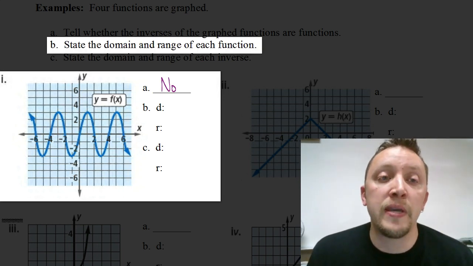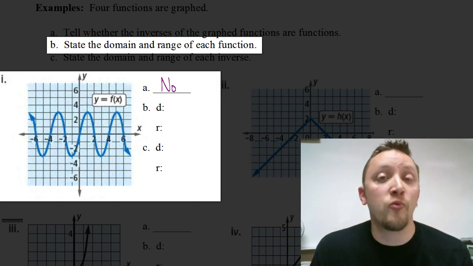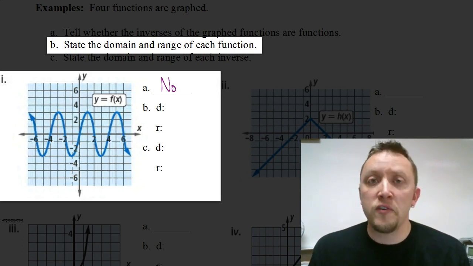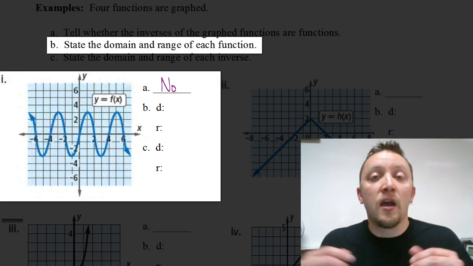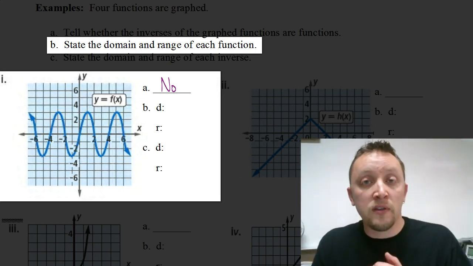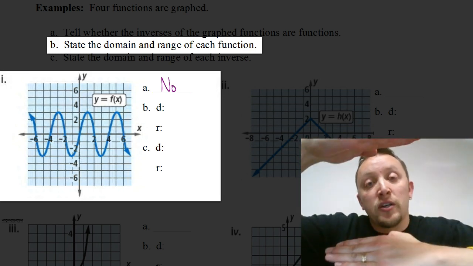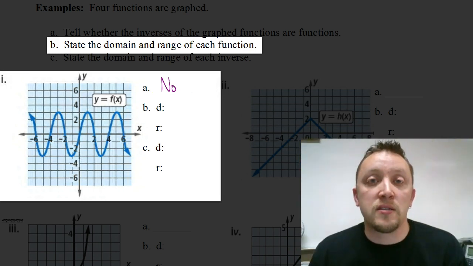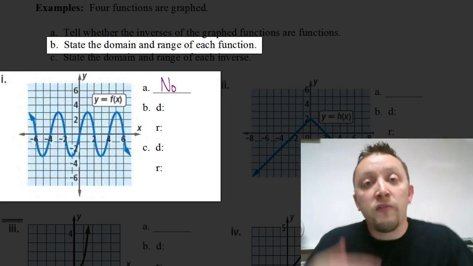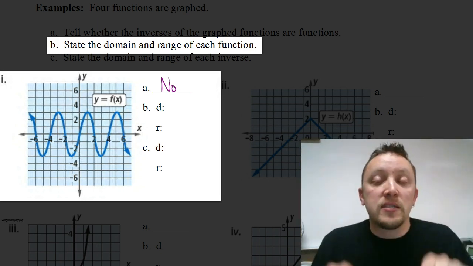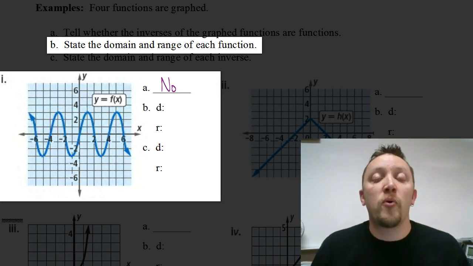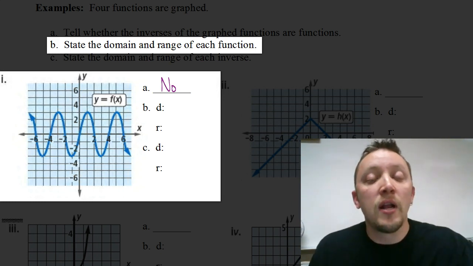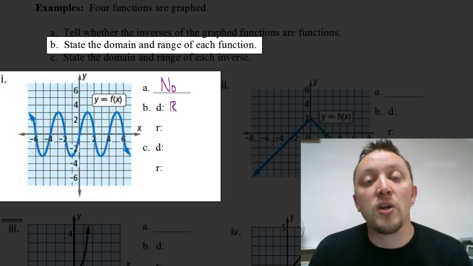Now the next part, part B, says to state the domain and range of each function. So let's review how we find domain and range when we look at a graph. The way that I like to think of it is, remember the domain is the set of x's that are graphed. So what I like to do is imagine if I took the graph and squished it on the x-axis. What would the graph look like? Well, I would have a line with an arrow going in both directions, meaning that every point on the x-axis is being used. So I would say that my domain is all real numbers.